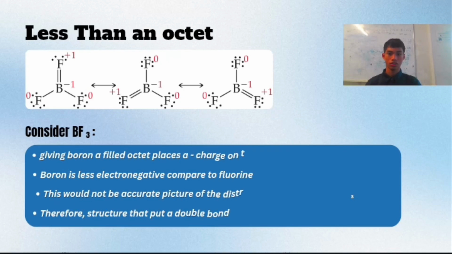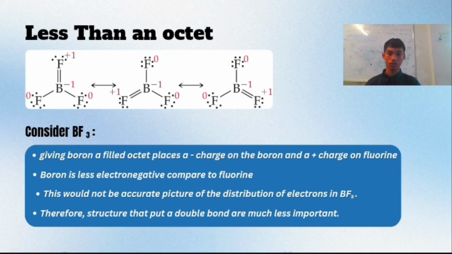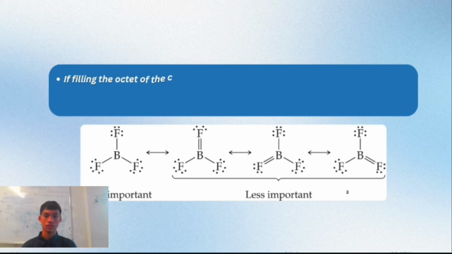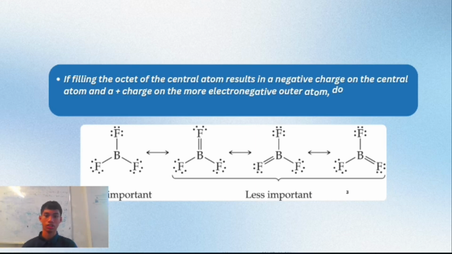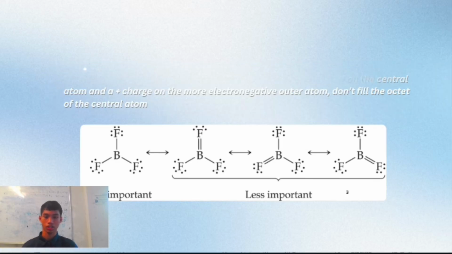Less than an octet. Consider BF3. Giving boron a full octet would place a negative charge on the boron and a positive charge on fluorine. Boron is less electronegative compared to fluorine. As you can see, this would not be an accurate picture of the distribution of electrons in BF3. Therefore, structures that put in a double bond are much less important. If filling the octet of the central atom results in a negative charge on the central atom and a positive charge on the more electronegative atom, then do not fill the octet of the central atom.